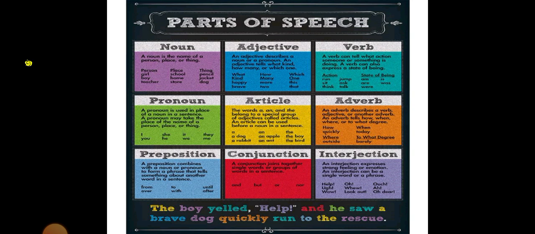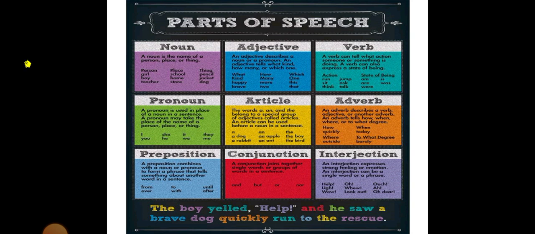Noun is nothing but the name of a person, place, or thing. For example, girl, school, pencil, dog, these all come under noun. What does pronoun mean? Pronoun is used in place of the noun, or a substitution of a noun. That is called a pronoun. For example, I, she, he, it, they, you, we, me, this, these all come under pronoun.